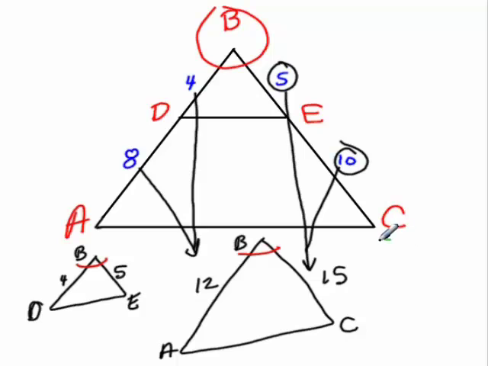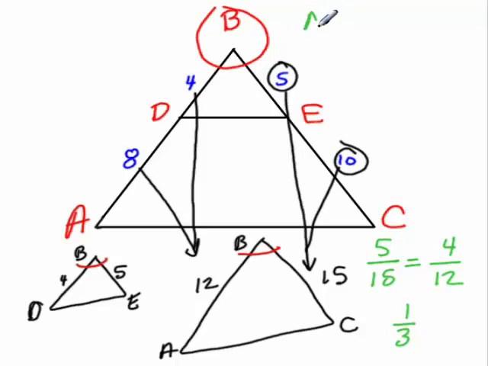The larger one, 5, over the larger one of 15, equals the smaller one of 4 over 12. Check our cross products or simplify. 5 over 15 reduces to 1/3. 4 over 12 reduces to 1/3. They both reduce to the same number. They are proportional, meaning the two triangles are similar by side angle side.